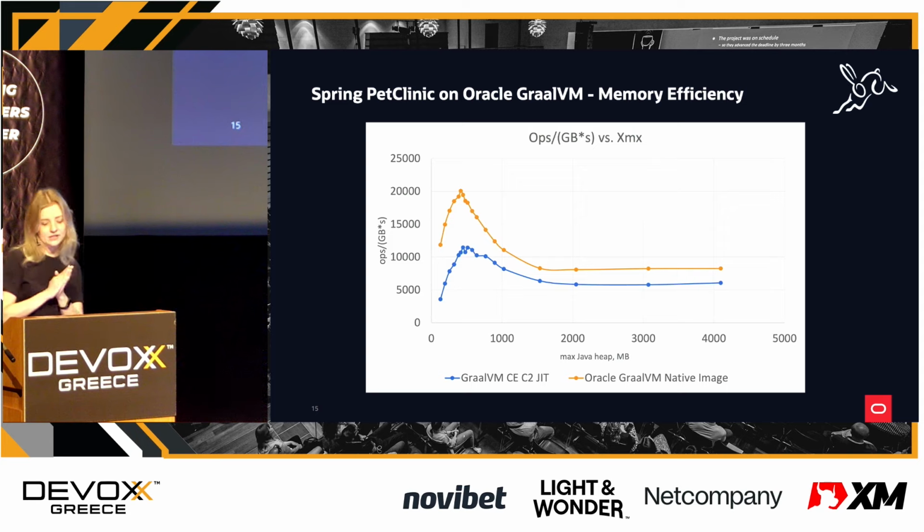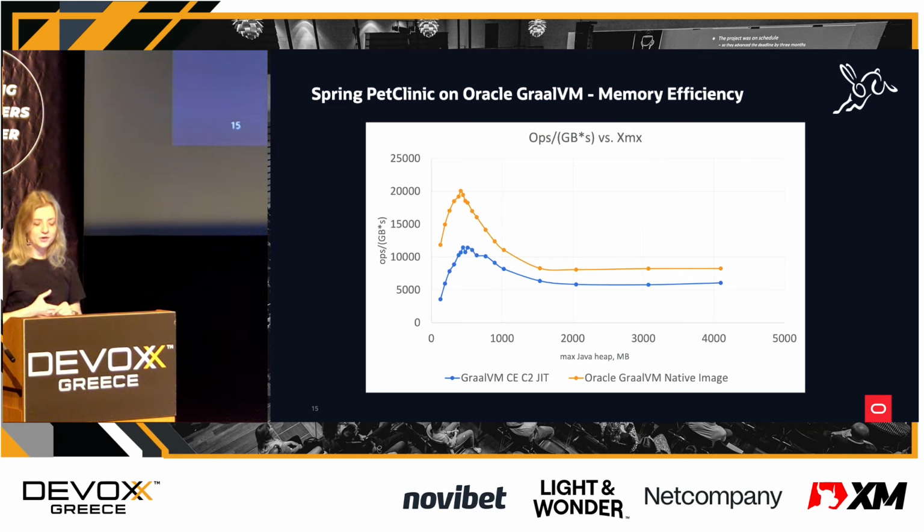And there are two observations here. So one is we see that native image is consistently above C2. So it doesn't matter how much memory you give your app, native image will always utilize resources better, because it doesn't need to compile your app anymore, but it does give you good peak throughput.